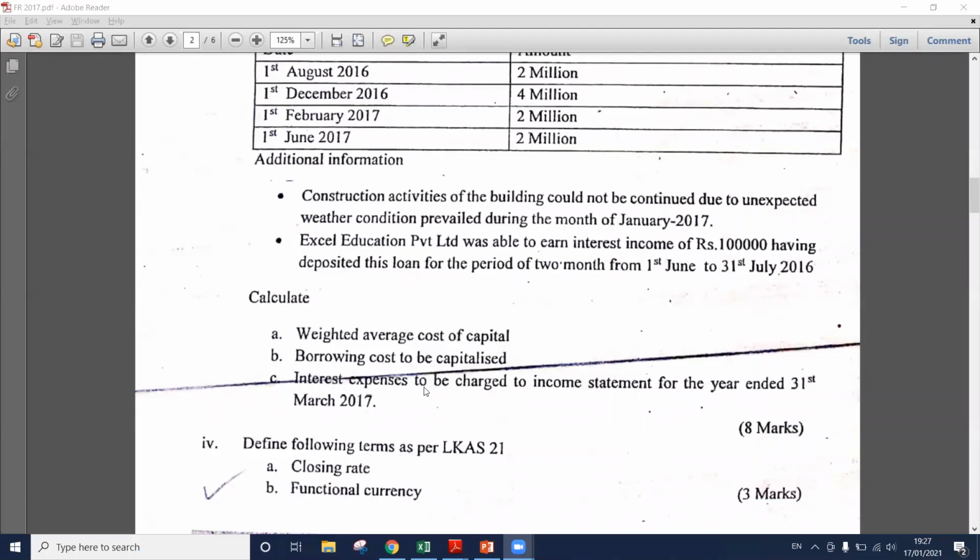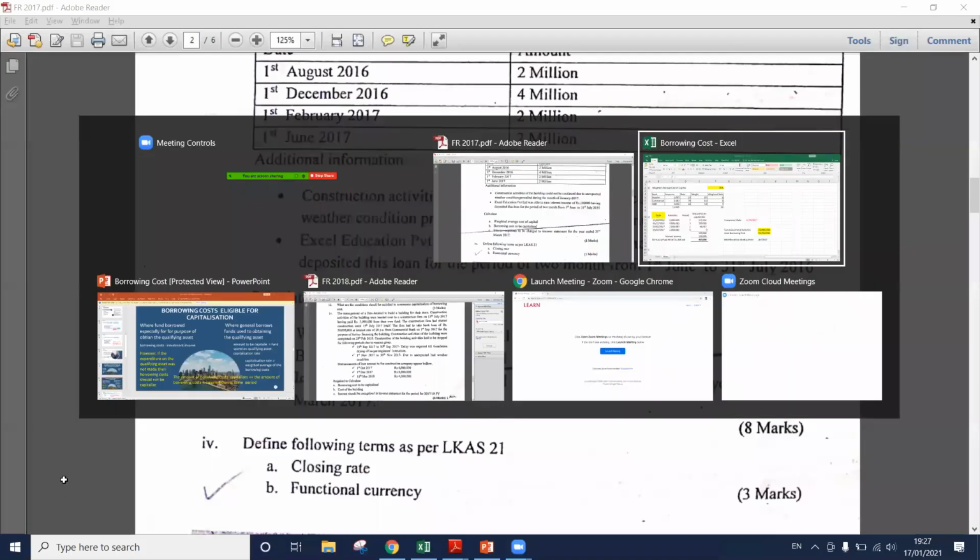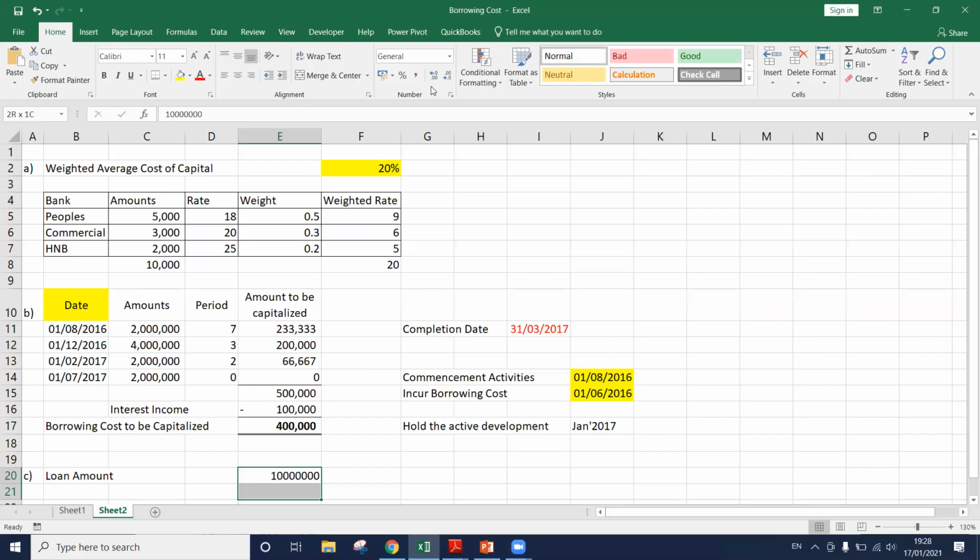So in part C, what should be the answer? Interest expense to be charged to the income statement for the year ended 31st March 2017, right? So what is the total loan amount? The total loan amount we have obtained is 10 million. Right? This is the total loan amount we have obtained.